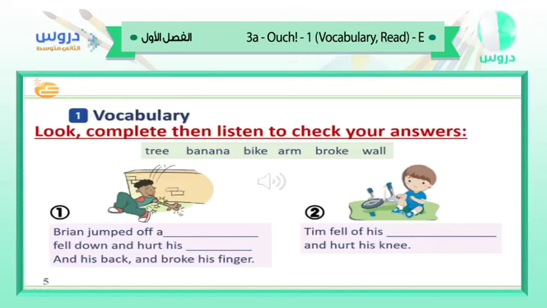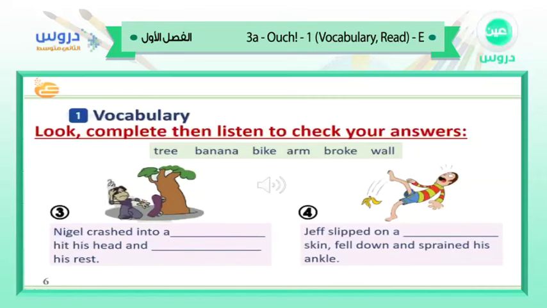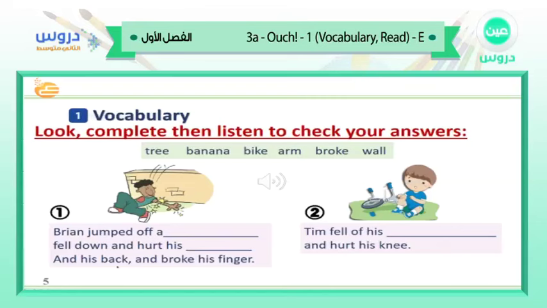Number two, Tim fell off his, what? Choose your answer. And hurt his knee. Number three, Nigel crashed into a, what? Hit his head and, blank, his wrist. Number four, Jeff slipped on a skin, fell down and sprained his ankle. Okay, choose your answers. Okay, we're gonna check our answers. Gonna listen to the audio.